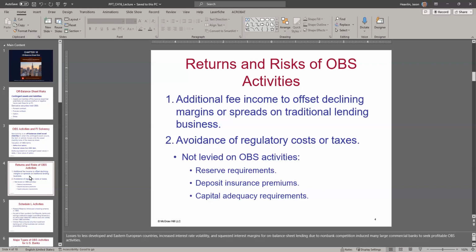Capital adequacy requirements. This is about risk management. For example, after the financial crisis of 2008, the capital adequacy requirements became tougher. This wouldn't have an impact on that because it's off the balance sheet. To measure if your capital is adequate, it's done with whatever's on the balance sheet.